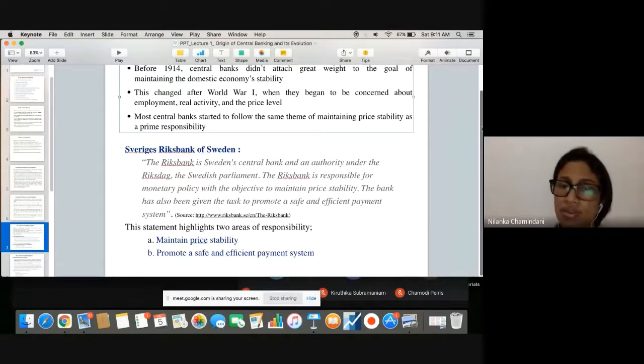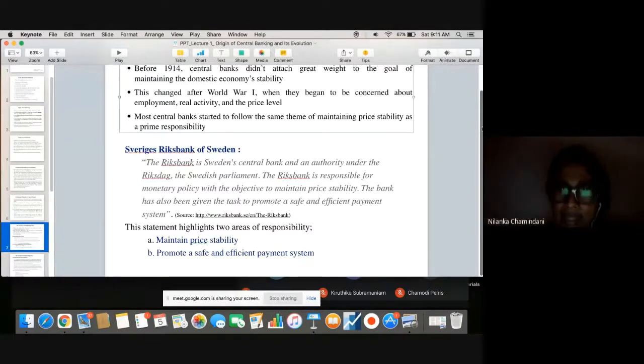If it is not safe, people are not going to trust it, so people are not going to use those tools or the mechanism. So there is no point in having that system, right? And also it should be efficient. As an example, in Sri Lanka, the payment and settlement system is also regulated by the Central Bank of Sri Lanka, the same way as it happened in Sweden, right? There is a separate department in the Central Bank of Sri Lanka called Payment and Settlement Systems.